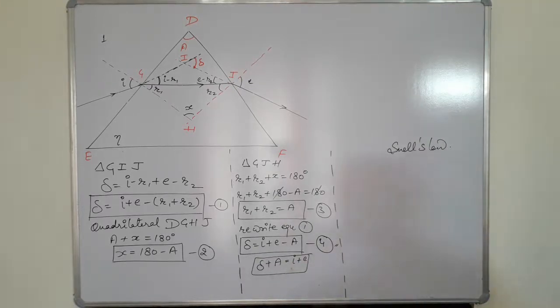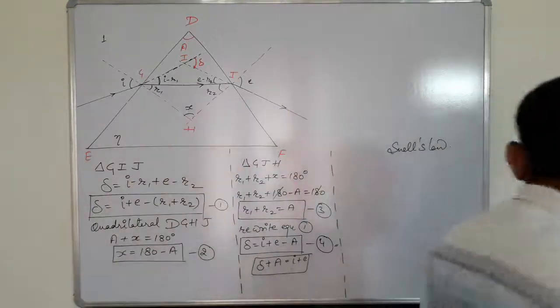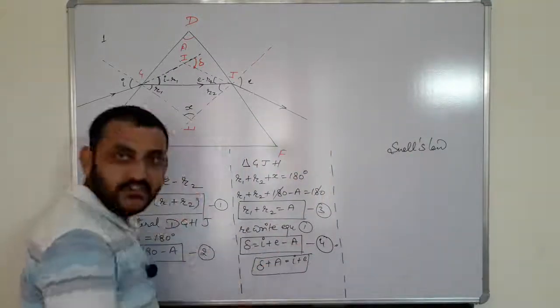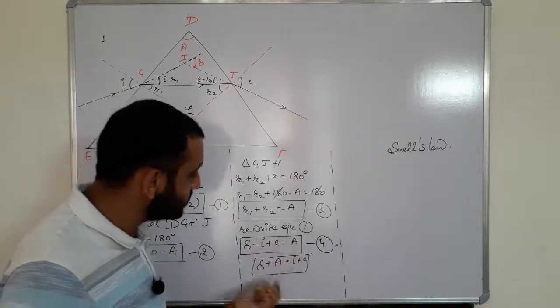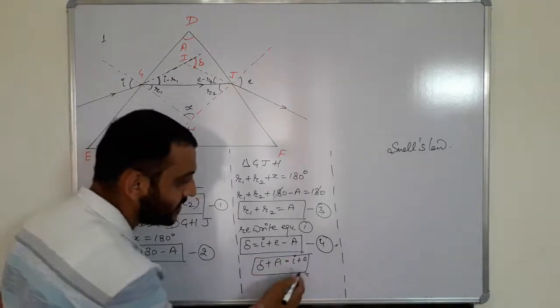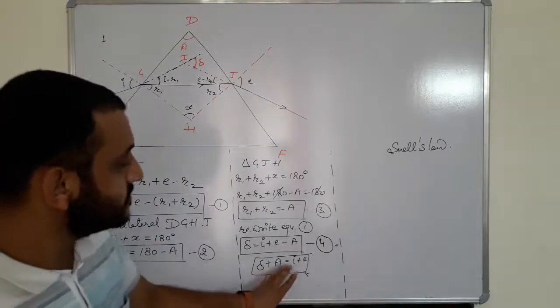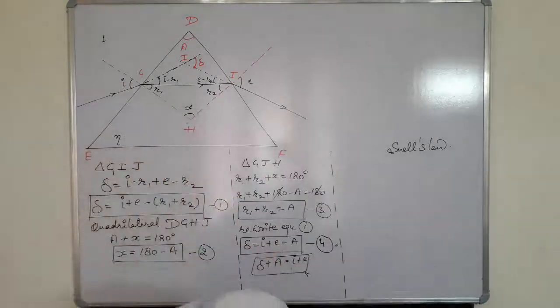In equation number 4 it is clearly visible that we have minus A. If this minus A goes towards the left side, it becomes delta plus A, and this becomes I plus E. So you can see that this is a very important relation. You can say that deviation angle plus angle of prism is equal to angle of incidence plus angle of emergent. Okay.